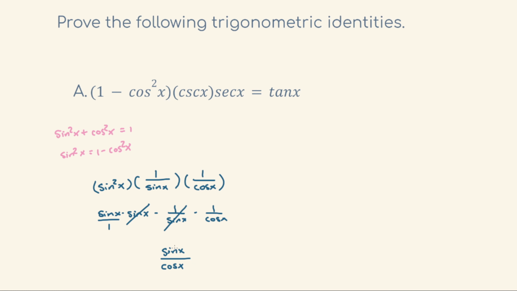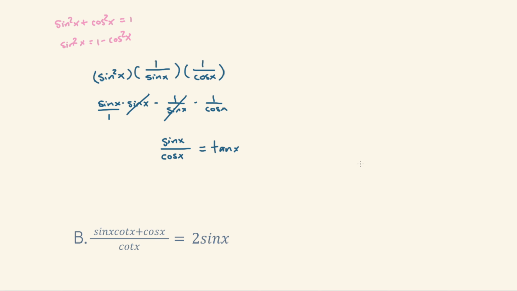Well, what's sine over cos? That's just equal to tan x, right? So tan x is equal to tan x. Perfect, great. All right, next question over here.